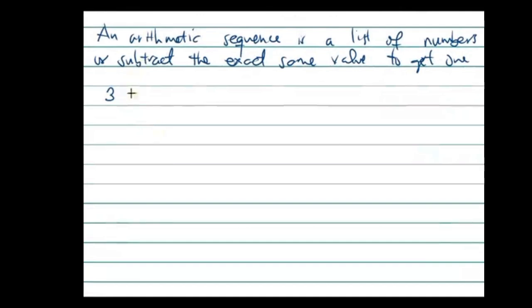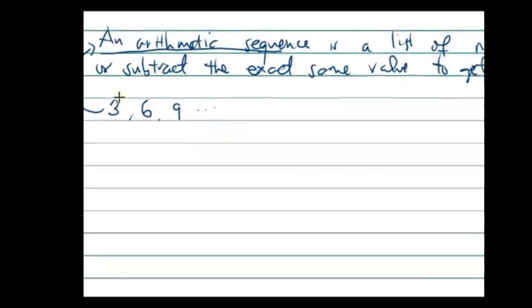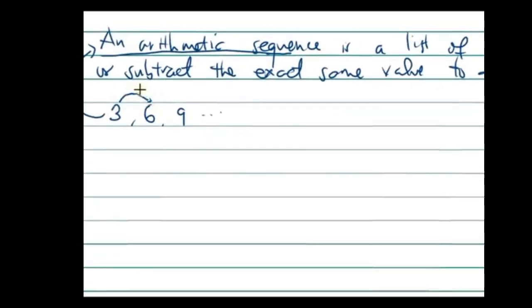So let's assume that I want to add 3. The next number will be 6. Then I'll keep on adding the same value to get the next number, so 9 and so on. When you have this type of list of numbers, we call this an arithmetic sequence. But observe something. Moving from one term to the next term, we add an exact same value. So from 6 to 9, I'll add the exact same value, that is 3.